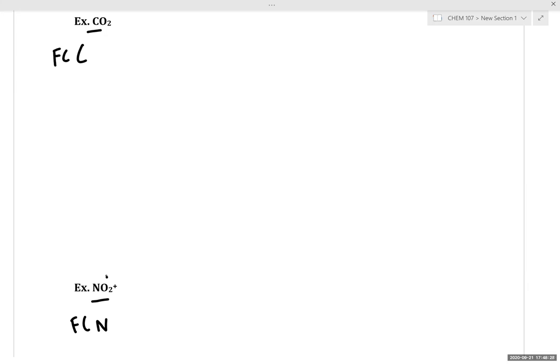So let's keep working on this example. And if you have any questions, don't be shy to ask them in the chat or verbally. And don't be shy to share your formal charge assignments for carbon and nitrogen once you've drawn both of these Lewis structures.